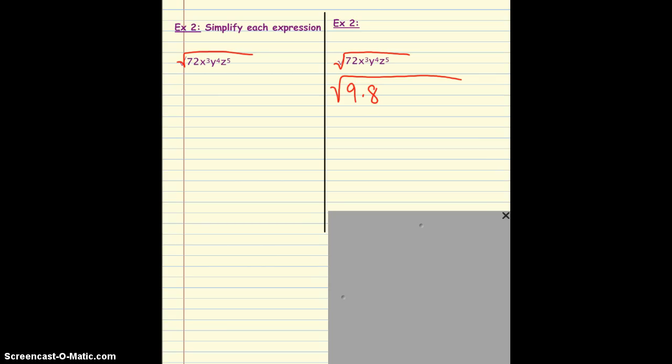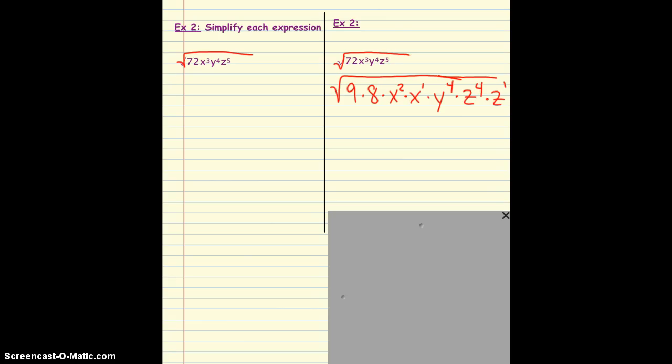X to the 3rd, we want to have that be x squared times x to the 1st. Y to the 4th can stay because it's even. And z to the 5th, we're going to break that down into z to the 4th times z to the 1st power. And with these odd ones, I'm just breaking them down into a variable to the 1st power, and then one less than whatever exponent it was.